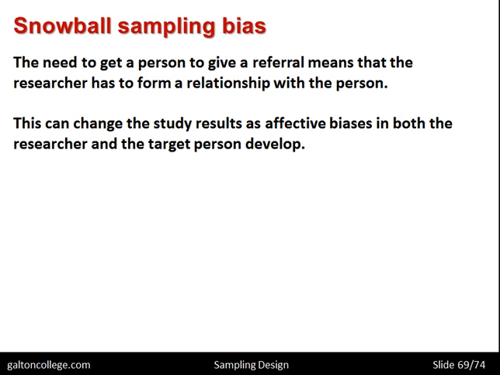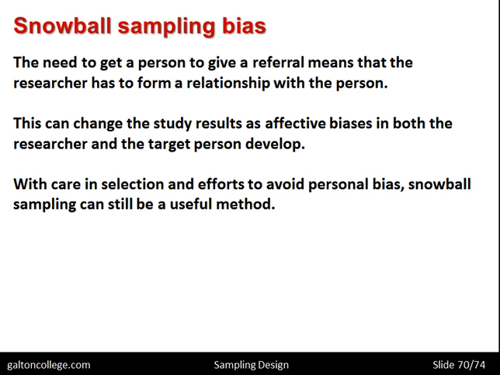This can change the study results as effective biases in both the researcher and the target person develop. So it may be that the person being interviewed or surveyed starts to give answers that they think that the researcher wants, rather than the true answer. So when a relationship builds between the person being sampled and the researcher, problems arise.